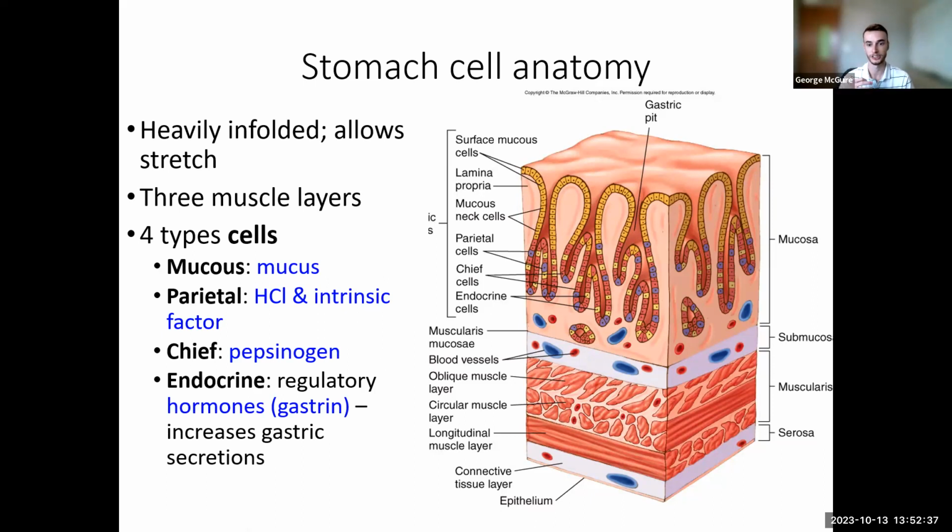Those long-range chemical messengers help with a positive feedback loop: when there's food in the stomach, these endocrine cells release gastrin. Gastrin travels through the bloodstream, gets received by other stomach cells, telling them to release more gastric secretions. So release more hydrochloric acid, intrinsic factor, and pepsinogen. Another thing to keep in mind is that our stomachs are constantly shrinking and expanding, right? When there's food in our stomach, it'll stretch. When food is gone, it can shrink. So the stomach tissue can actually fold, which allows for that stretch.